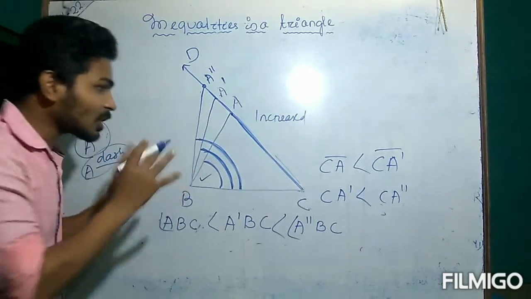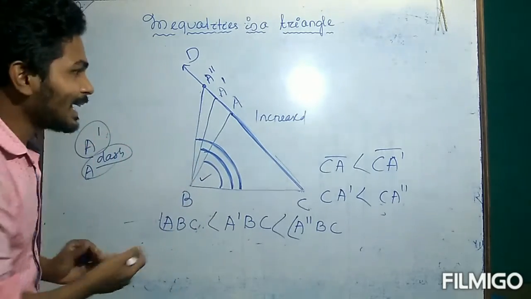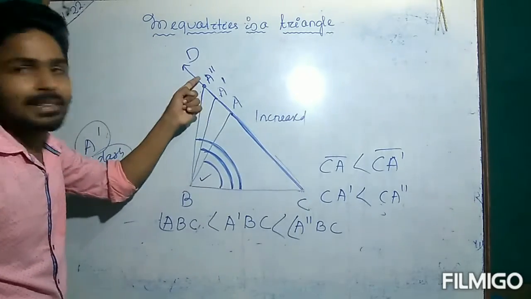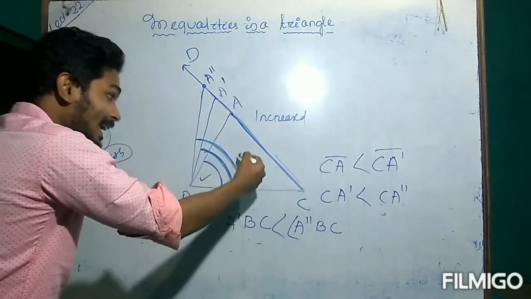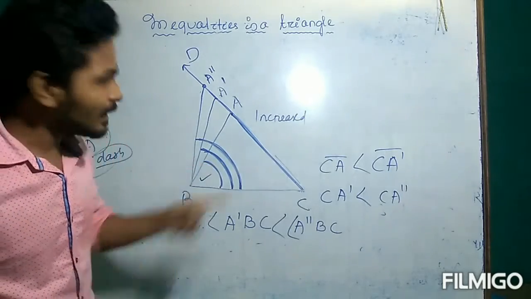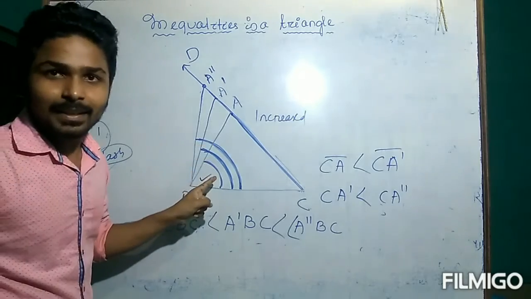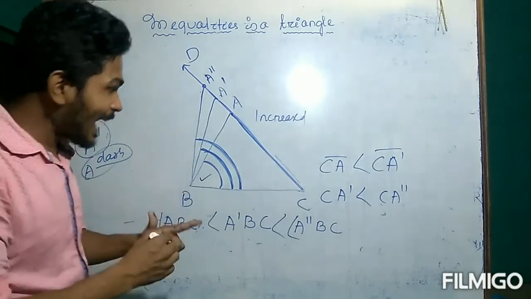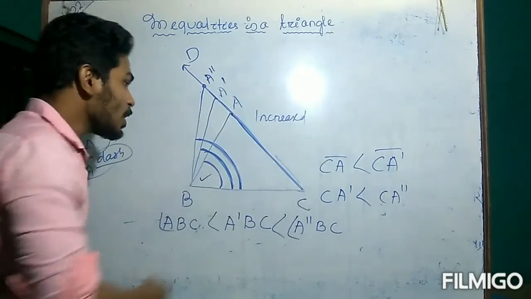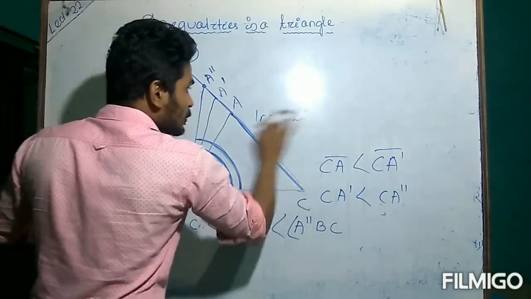Understood? So what is the net conclusion that we can get from these two examples? We can conclude that if we increase any side of a triangle, then the angle just opposite to this side also increases. Here AC is increased, that's why this angle is increased, because this is the opposite angle. So if in a triangle any side's length is increased, then its opposite angle's measure also increases. This conclusion should be written.